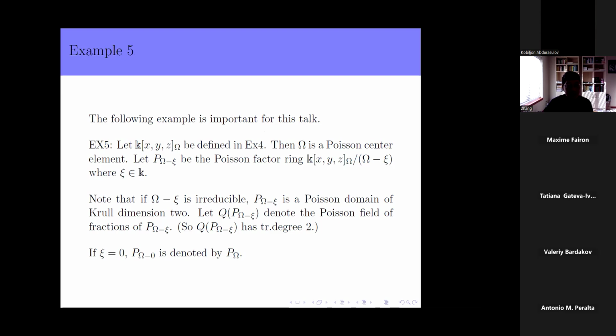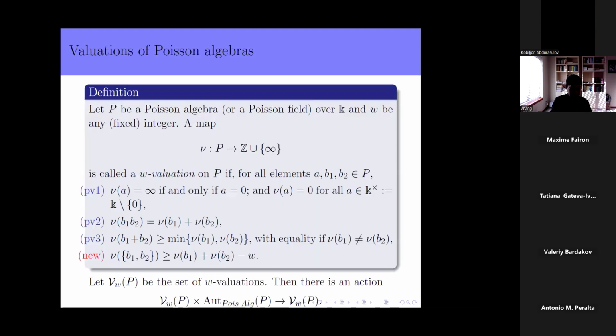So as I said at the beginning, Michael Artin taught us that we should use valuations to study division algebras. So for Poisson fields, we might also use valuations to study these Poisson fields. So here's the definition of valuation for a Poisson algebra.